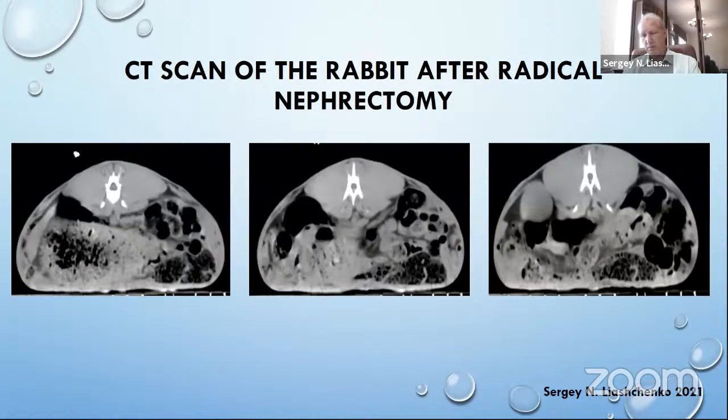Within a month, the organs of the abdominal cavity, more specifically the colon, the loops of the small intestine, and the spleen, are displaced posteriorly and located in the renal bed of the retroperitoneal space. In this rabbit after operation, the kidney is absent, and the colon, ileum, and loops of the intestine have a posterior position, and this model is similar to the topographic anatomical changes in patients.